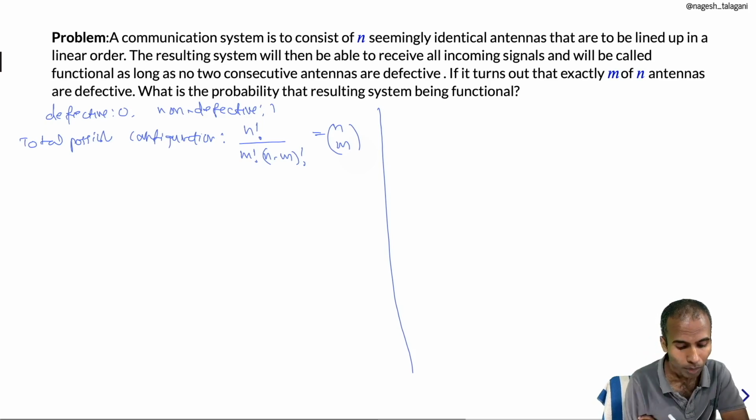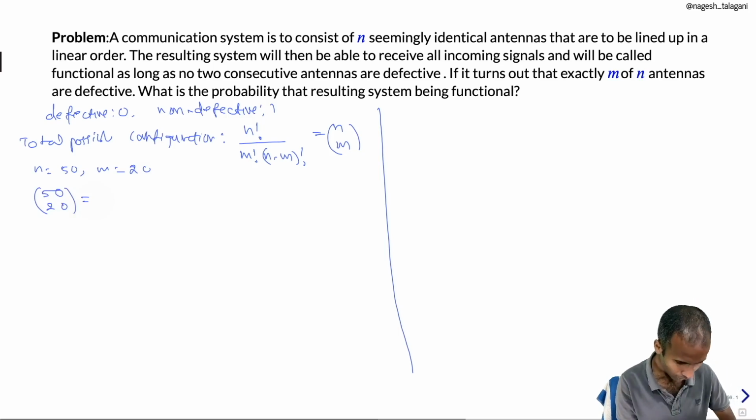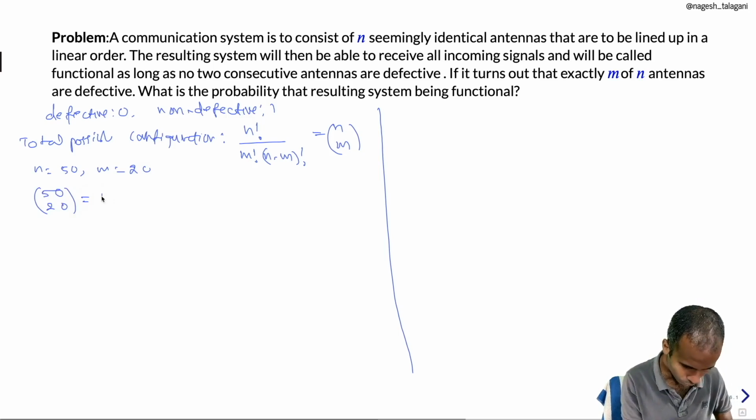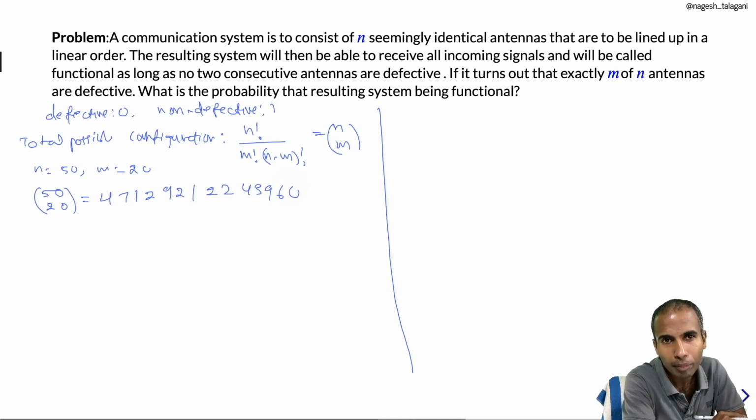In our original problem, we started with n equal to 50, m equal to 20. That means 50 choose 20 possible configurations are there. Let me tell you how big this number is. 50 choose 20 value is 471291224396. You know what? You don't have this many milliseconds in your life. So obviously you cannot list them. That's why I said it's not feasible to list all possible configurations to find out the probability of that problem.